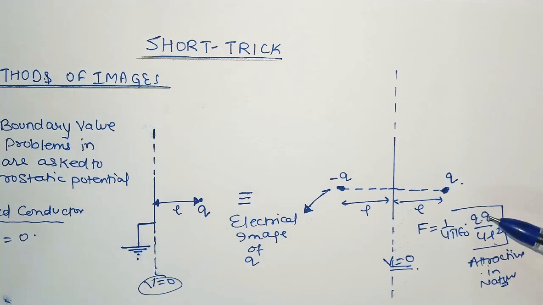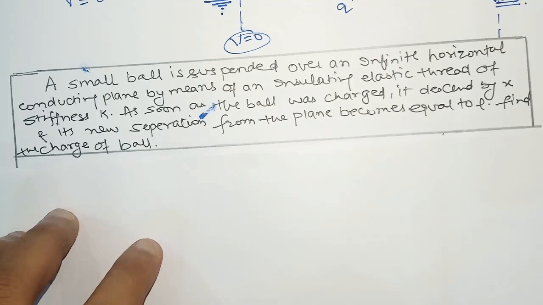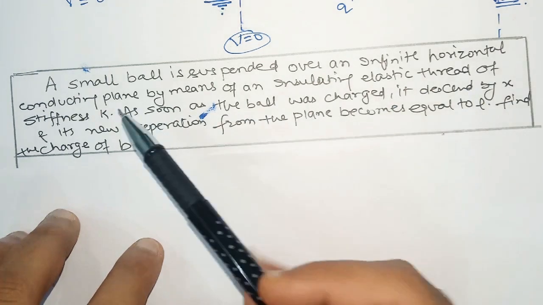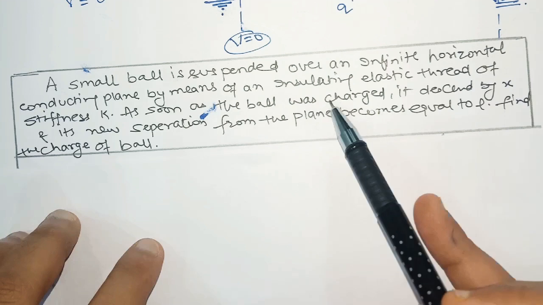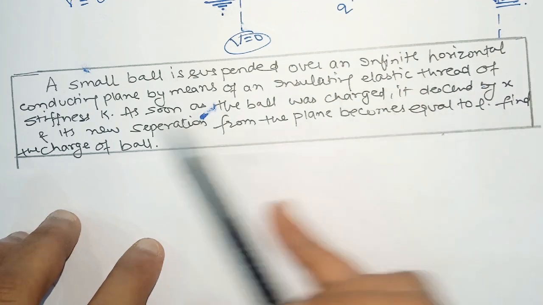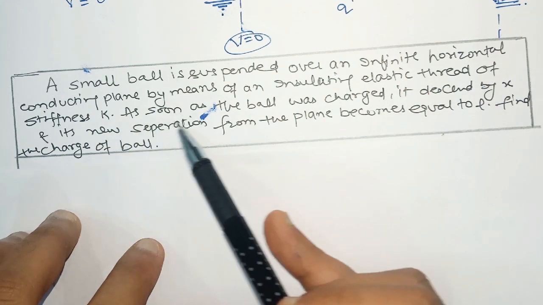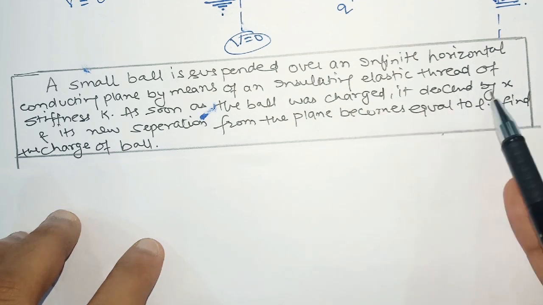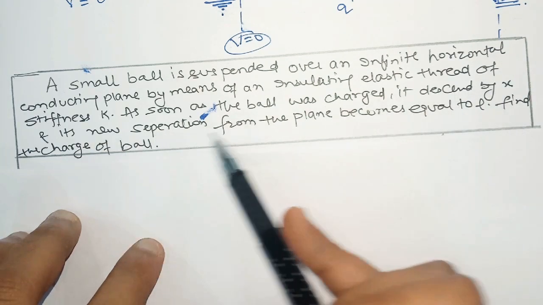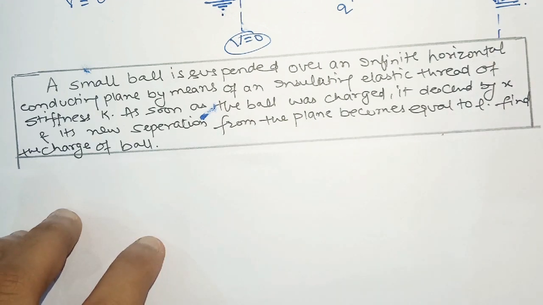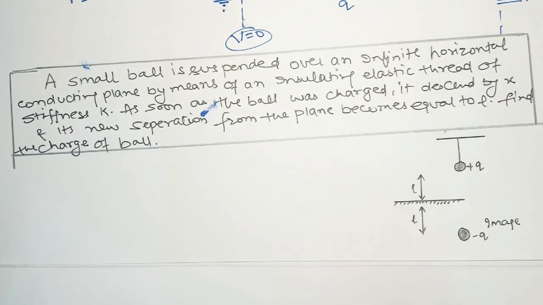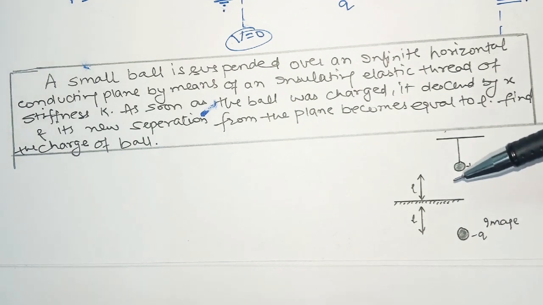Now let us take another example, which is a typical example. This is the question: a small ball is suspended over an infinite horizontal conducting plane by means of an insulating elastic thread of stiffness k. As soon as the ball is charged, it descends by x and its new separation from the plane becomes equal to L. Find the charge of the ball. Now here is the diagram.